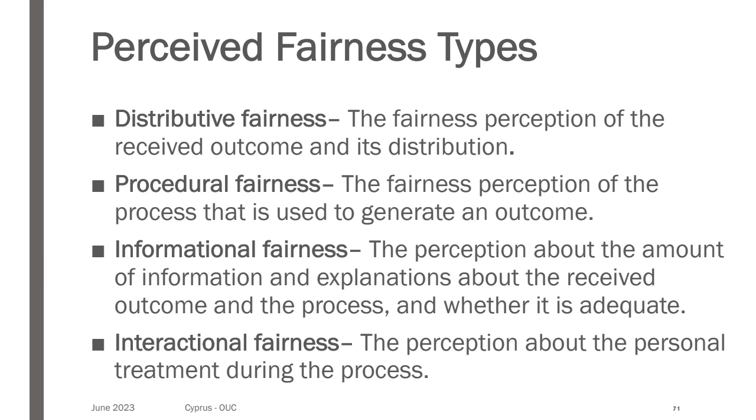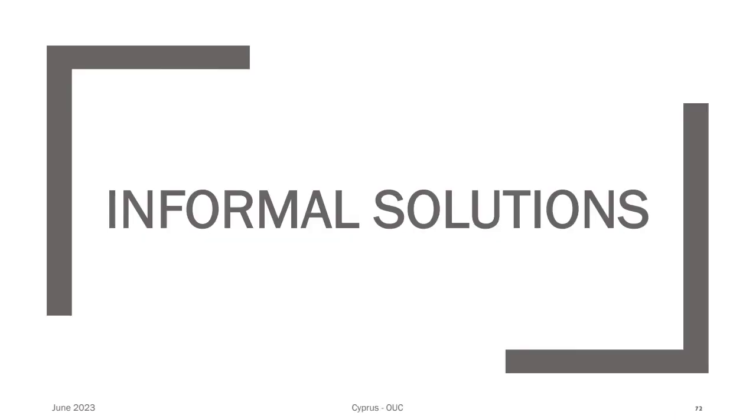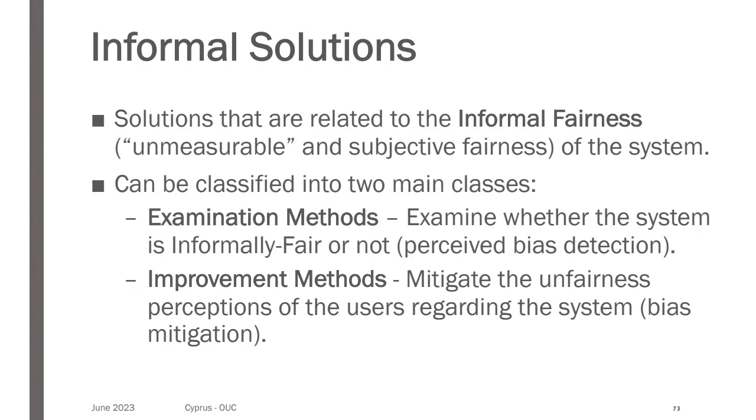And this is something that, when it is a system, it's not interpersonal relationships. So the interactional fairness is something that cannot be taken into account. But the previous three may be relevant and important: the distributive fairness, procedural, and informational. And we will look into that a little bit. So we are talking about informal solutions. And again, we would like to suggest what we call examination methods and improvement methods. Examination, finding out whether the system is perceived to be unfair. And improvement, how can we mitigate wrong perception?